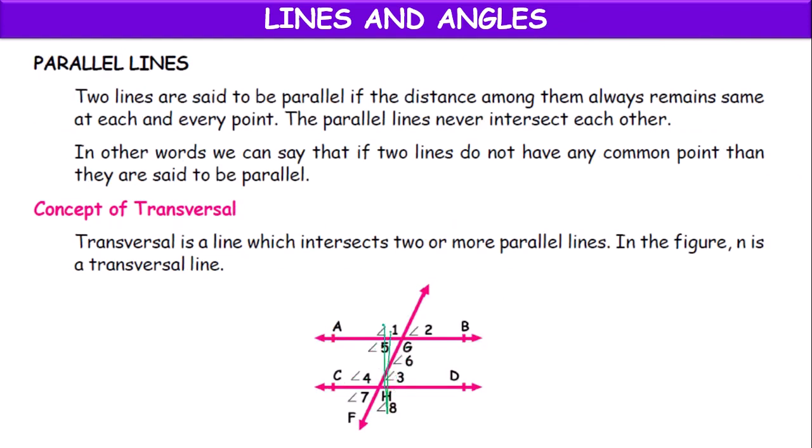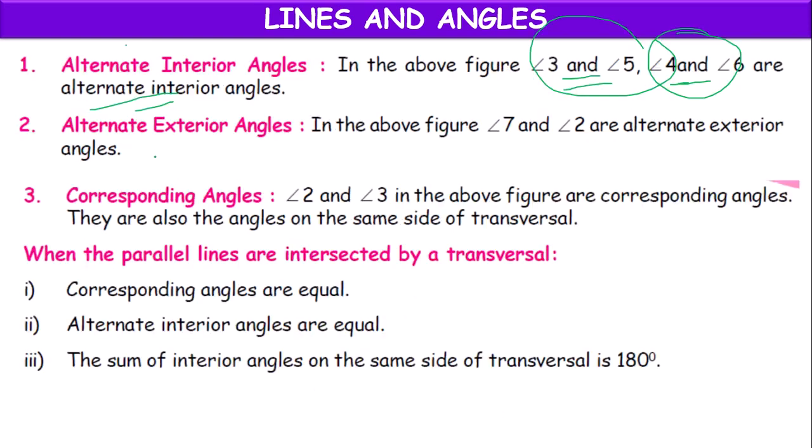This 1, 8 and 7, 2 are alternate exterior angles, and this 2, 3 corresponding angles, 1, 4 corresponding angles, 5, 7 corresponding angles, 6, 8 corresponding angles. This 6, 3 co-interior angles, 5, 4 co-interior angles. This 2, 8 co-exterior angles, 1, 7 co-exterior angles. Like that we have alternate angles, corresponding angles, co-interior, co-exterior angles.